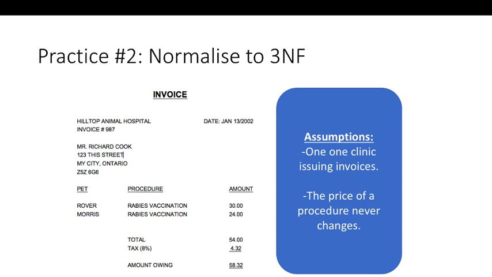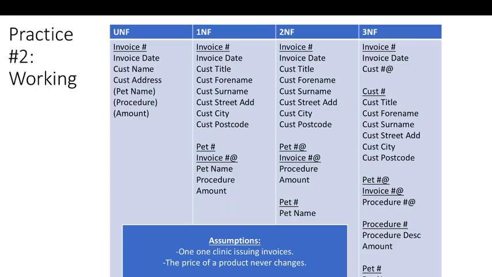So let's have a quick look. This is an example form, the kind of thing that you might expect when you come to your class test, that we give you something like this and ask you to, first of all, identify what's the unnormalized form, what are the fields in it, and then turn that into 3NF via first, second, and third normal form. So here is the sort of working out.